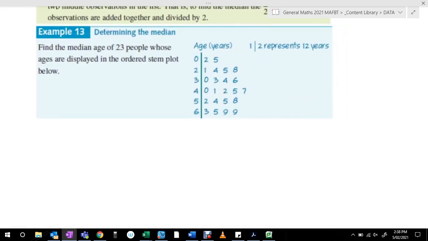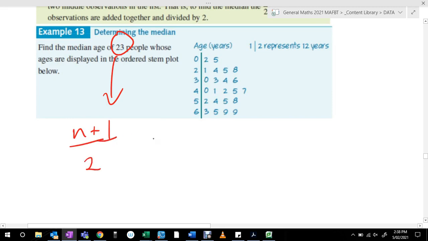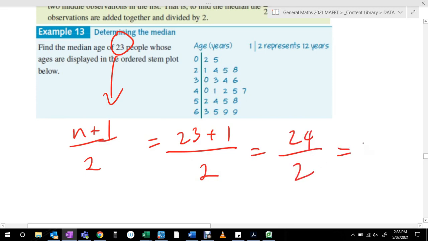Same thing here, you have 23 people, whose numbers are displayed here. If you want to find the location of the median, n plus 1 divided by 2, that means it's 23 plus 1 divided by 2, which is 24 divided by 2. So the median position is 12. So the median isn't 12. The position is the 12th number. So you've got 1, 2, 3, 4, 5, 6, 7, 8, 9, 10, 11, 12. That's your median. Thank you, Joseph.